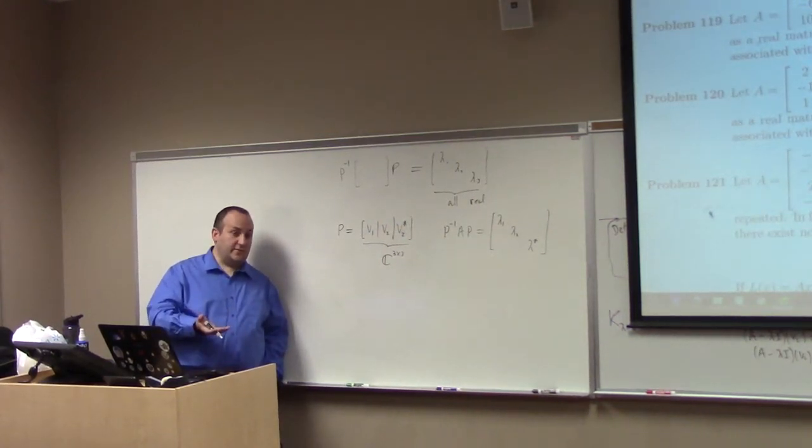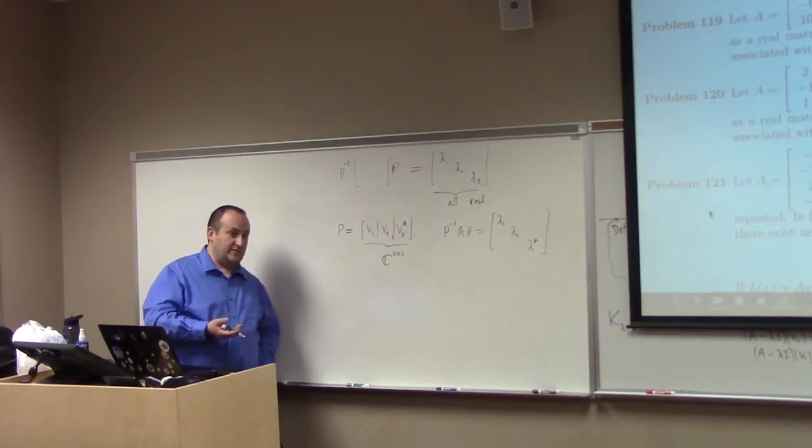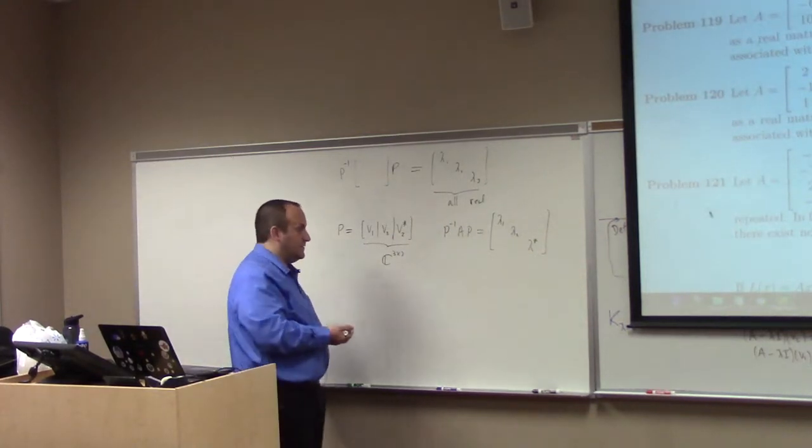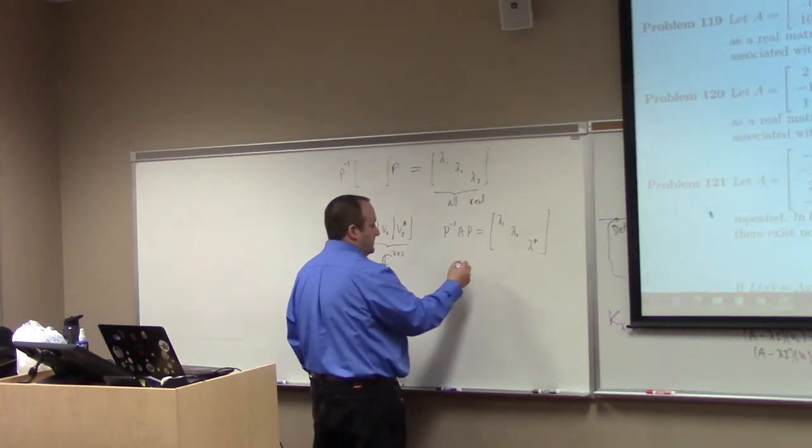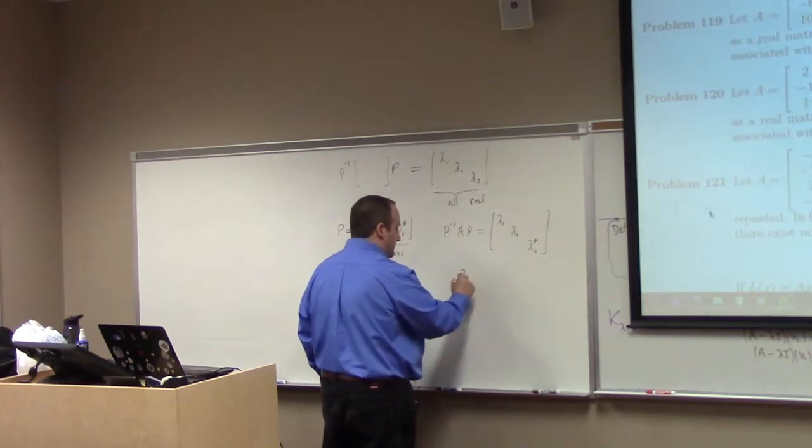But you could find its real Jordan form, right? What should its real Jordan form be? What did you find for your, I'm calling it, lambda 2?